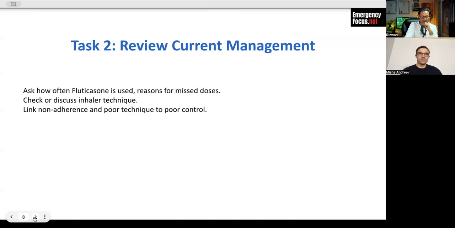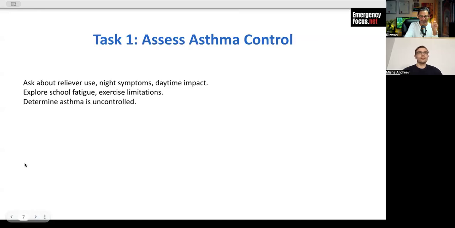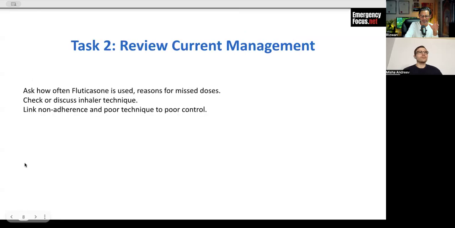Now, this was task one. Task two, obviously task one was to assess the asthma control. Task two is to review the current management.